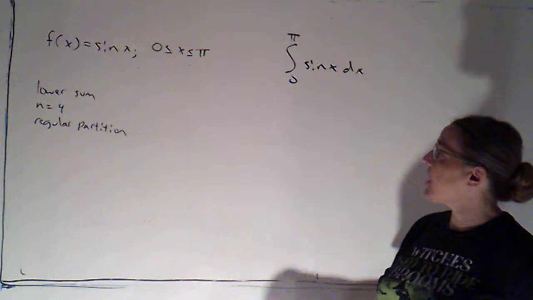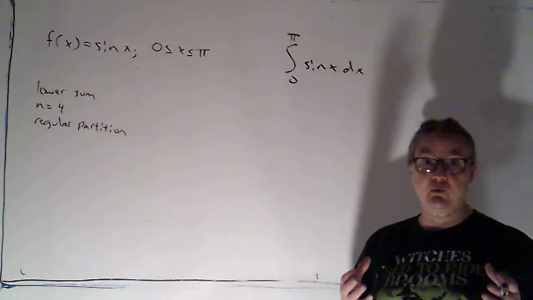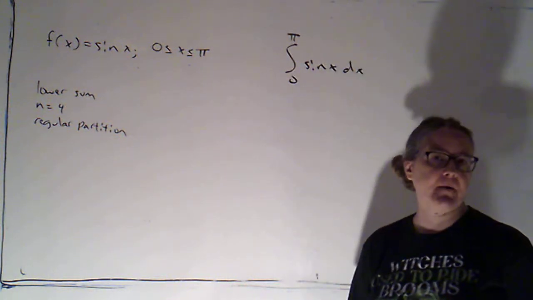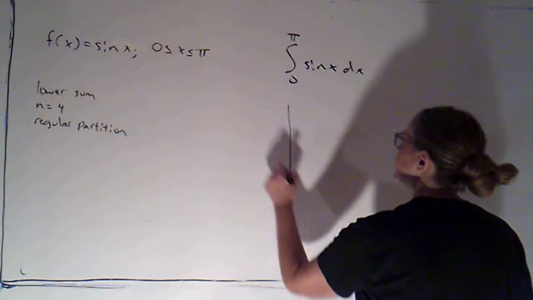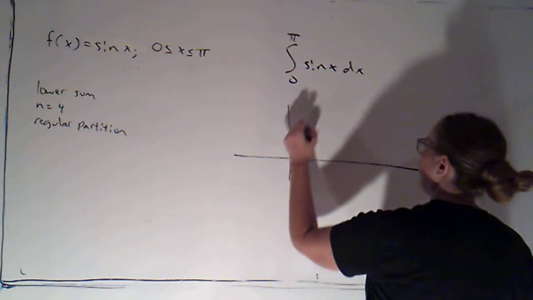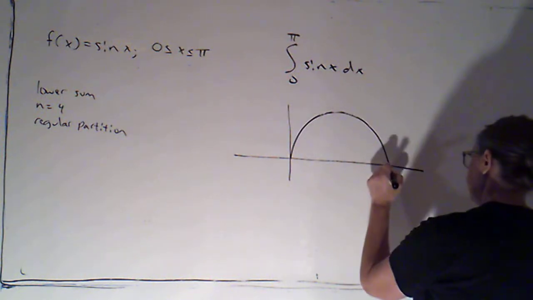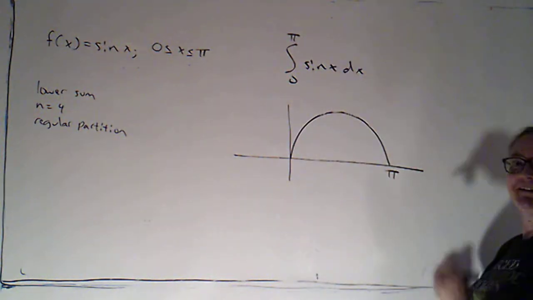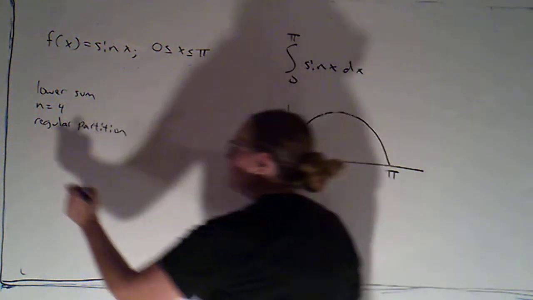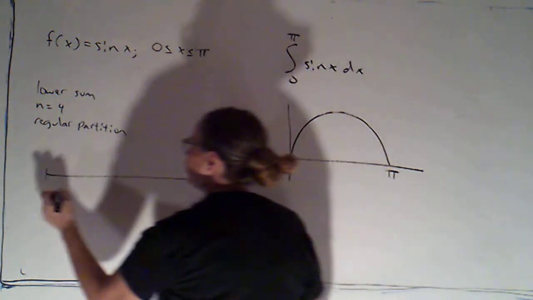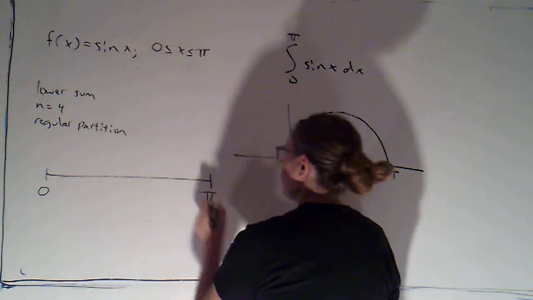That just means that we're chopping this interval into 4 equal pieces so that the base of all the rectangles will be the same. Okay, so the first thing we're asked to do is just sketch this function from 0 to pi. There we have it. That's one bump on the sine curve.